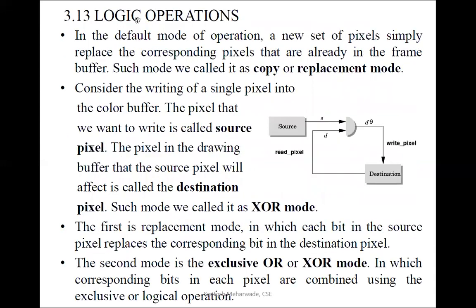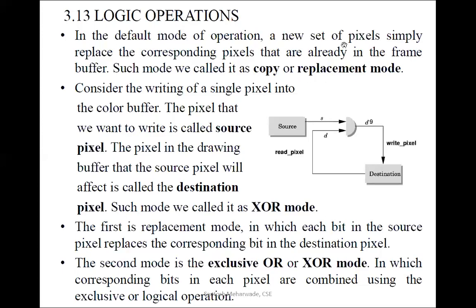The next one is logical operations. Here, in the default mode of operation, a new set of pixels simply replaces the corresponding pixels that are already in the frame buffer. Such a mode we call a copy or replacement mode. I hope you can recall, in the second module we talked about foreground color and background color, where we performed the AND operation or XOR operation. In that same continuation it can be seen over here.